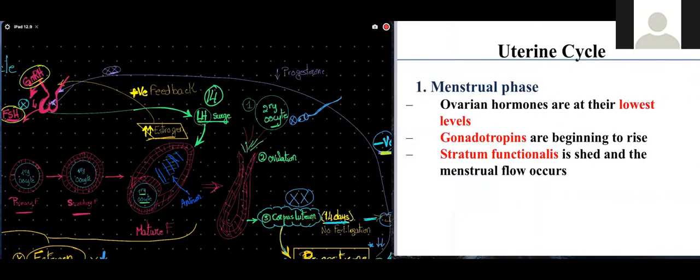Remember, menstrual phase is going to be taking place once the ovarian hormones are at their lowest levels. Is this going to result in an increase of the gonadotropin levels? Slightly. Stratum functionalis is going to be shedding and the menstrual flow takes place.